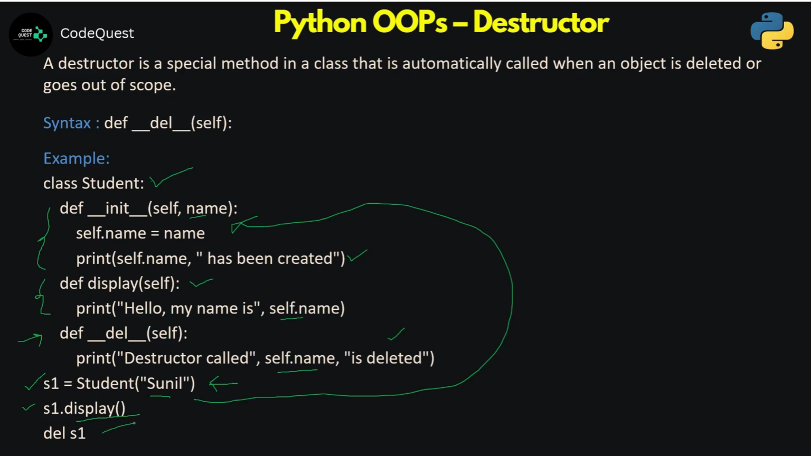Now, here we are manually trying to delete the object S1. Whenever we want to delete any object, we use the keyword del. So del followed by the object name. The del S1 is the one which will delete the object, and when the object is deleted, automatically the destructor is called. As a result, I get this message printed on the screen like destructor called, and self dot name, that is Sunil, is deleted.